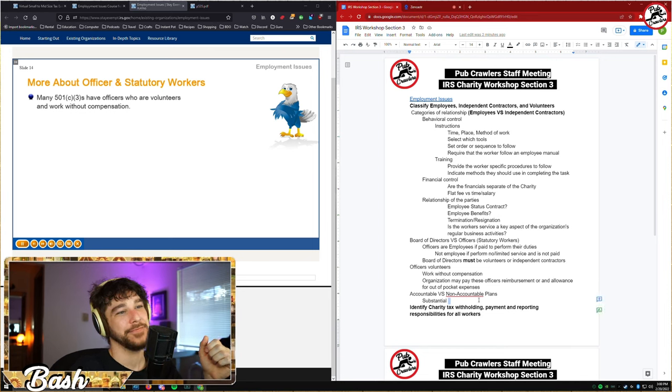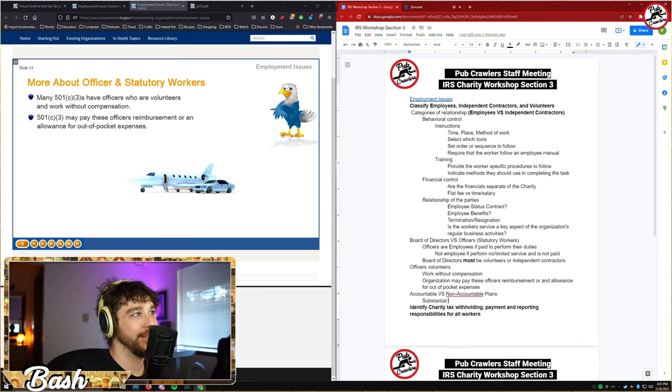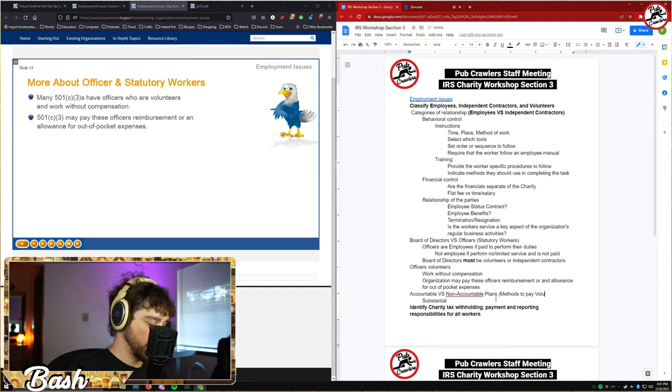Note that many 501c3s have officers who are volunteers and work without compensation. The 501c3 may pay the officer's reimbursement or an allowance. If the 501c3 requires an officer to attend a convention, you can be compensated for out-of-pocket expenses. Similarly, a 501c3 may provide a monthly allowance to an officer for automobile use. There are two methods your organization may use to pay and account for these reimbursements and allowances.